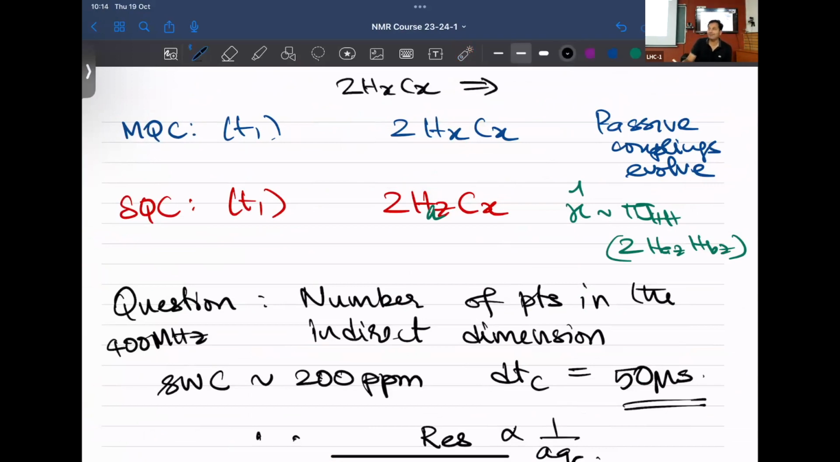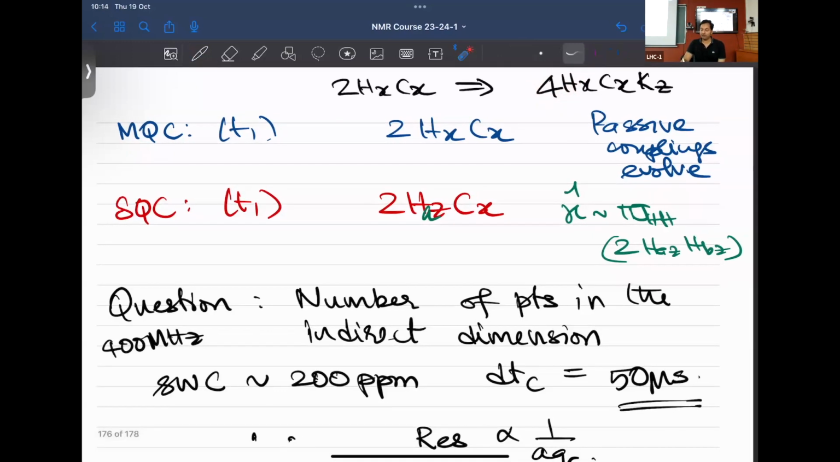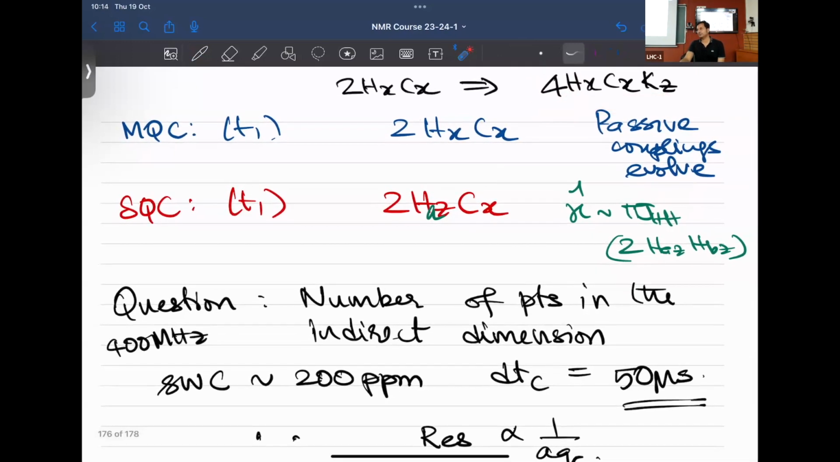Right. So what will happen is that the 2HxCx, once you evolve, let's say with the kth coupling, let's say the next proton is called K for the sake of simplicity, you're going to get 4HxCxKz. Of course, the factor 2 will have to come in order to keep the operators normalized. Okay. So yeah, you're right. Of course, the intensity is going to half. We agreed on it, right? When coupling happens, it's going to reduce the intensity. So please work this out. This is a very important problem to understand how HMQC gives passive couplings. Could be an advantage or a disadvantage.